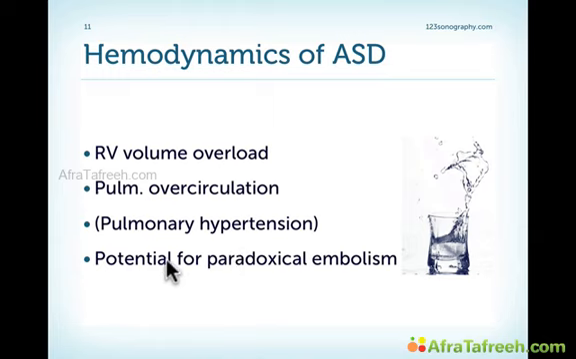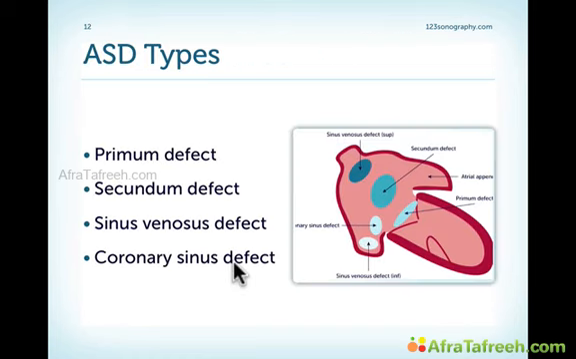The opening between the atria will also have the potential for paradoxical embolism, although this is relatively rare even in large atrial septal defects. And most embolic events are rather due to atrial fibrillation in patients with ASD and not due to paradoxical embolism.